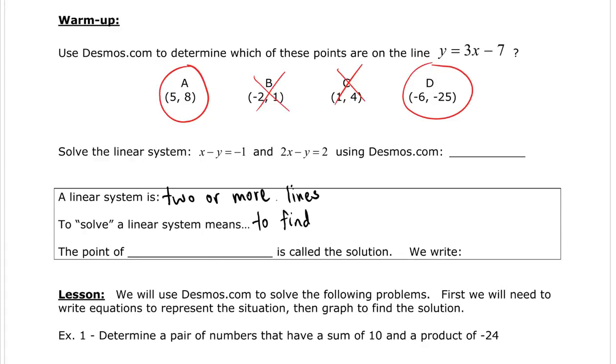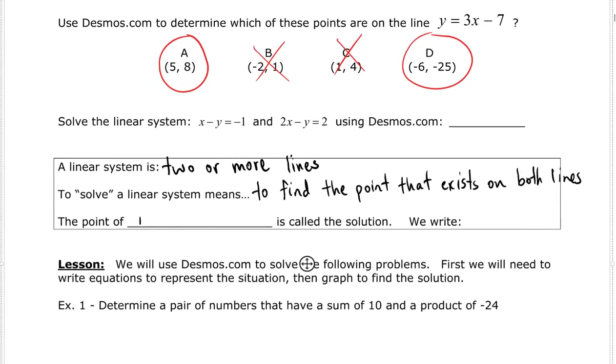the point that exists on both lines. And we call this point the point of intersection. Or we can also call it the solution to the linear system. And we express this point as a point x comma y.